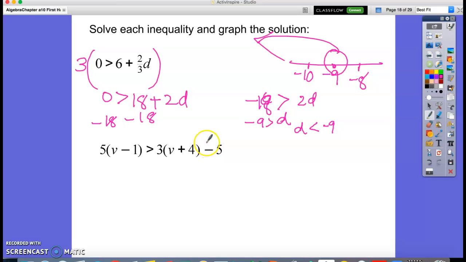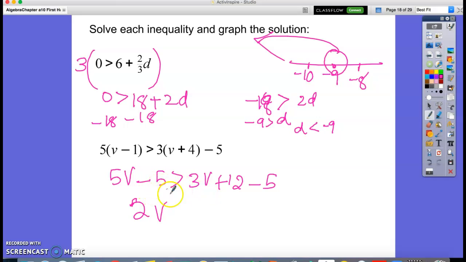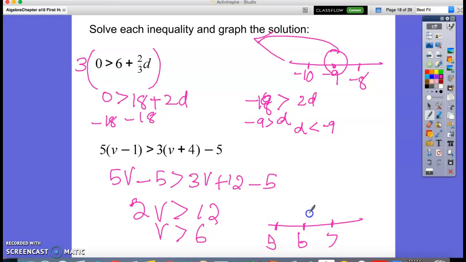Now, 5v minus 5 is greater than 3v plus 12 minus 5. So 5v minus 3v is 2v. I'm adding 5, so the 5 cancels out. So v is greater than 6. If it's 6, this is 7 and this is 5, and v greater than 6 will be this. So that's basically it.